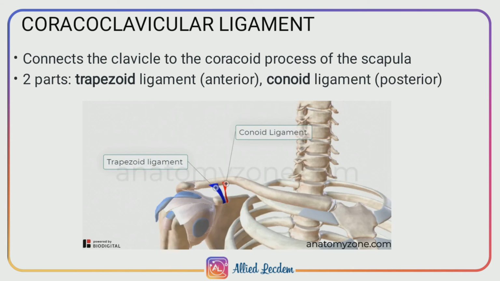Next is the coracoclavicular ligament. As we saw, it connects the clavicle to the coracoid process of the scapula, and the two ligaments are the trapezoid and conoid ligaments.